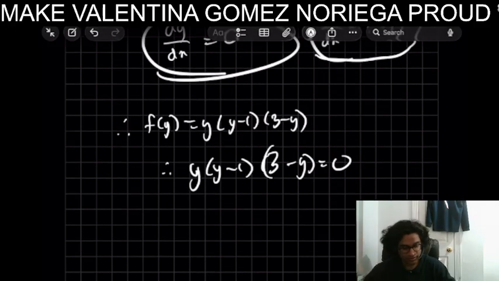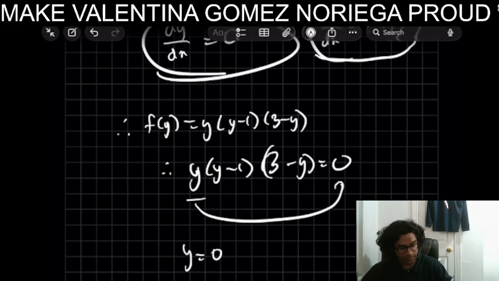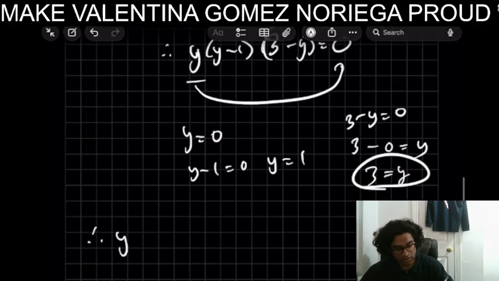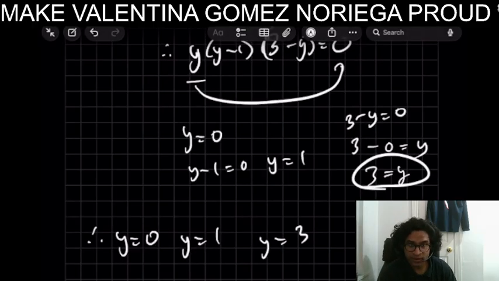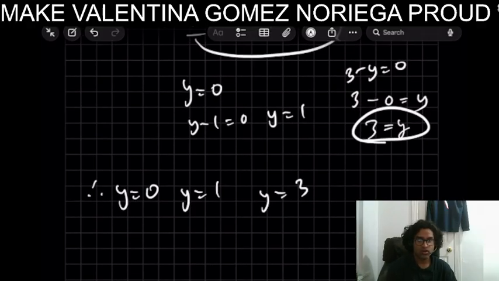y minus 1 is equal to 0, so y is equal to 1. 3 minus y is equal to 0, so 3 is equal to y, y is equal to 3. So we have y equals 0, y equals 1, y equals 3. These are the y values where we can observe the critical points.